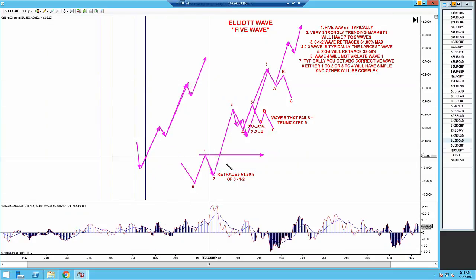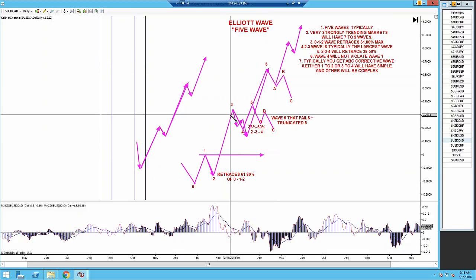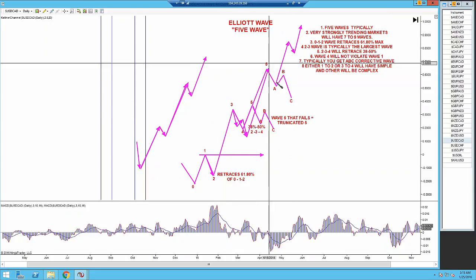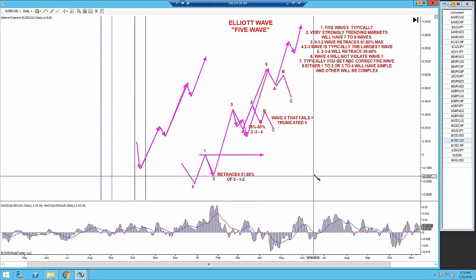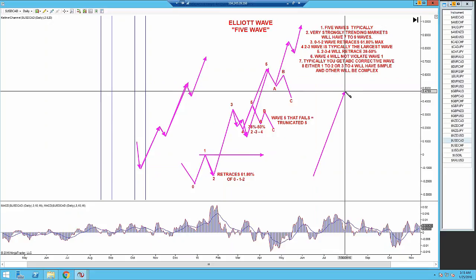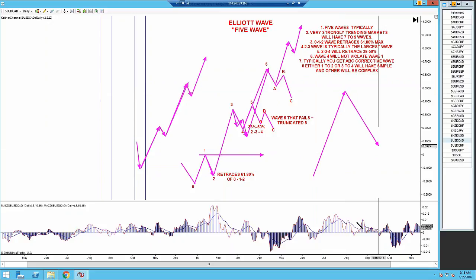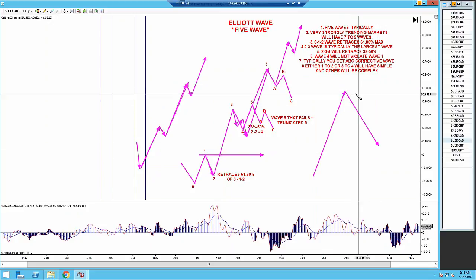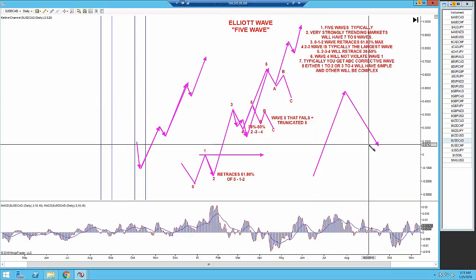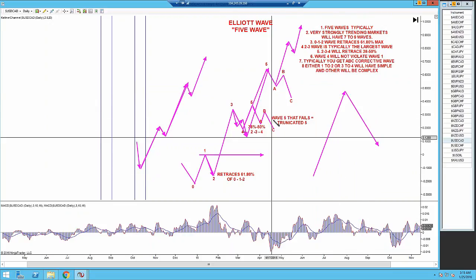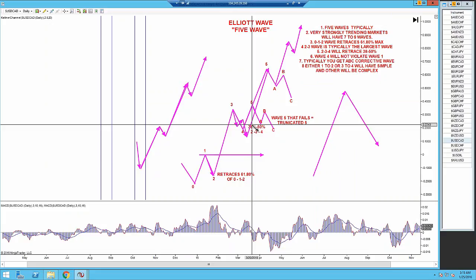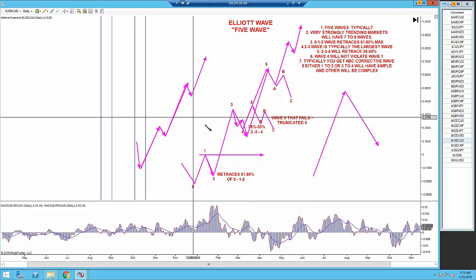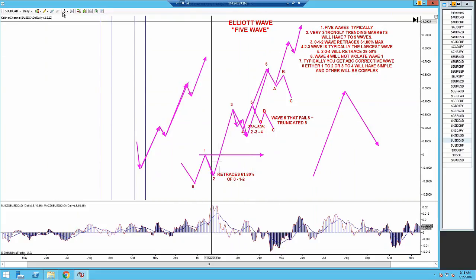So here, different scenario. You see that? Now, corrective indicates a corrective wave. Corrective means correcting down. When the market corrects itself in an uptrend, you have a correction. Okay? This is a correction. All right? So this is typically your Elliott wave.